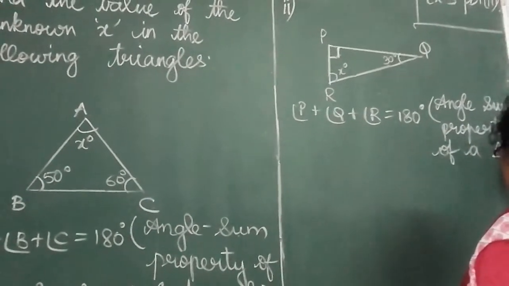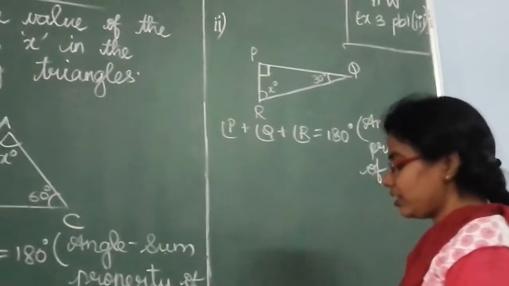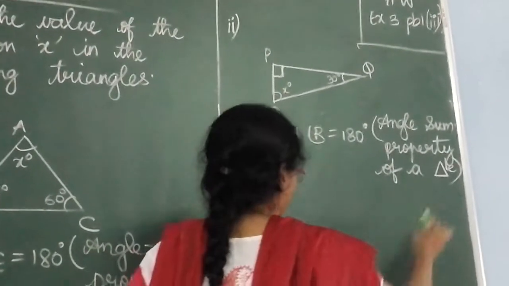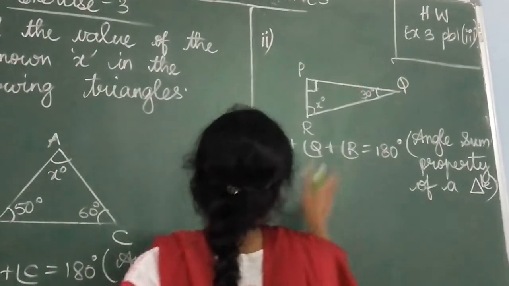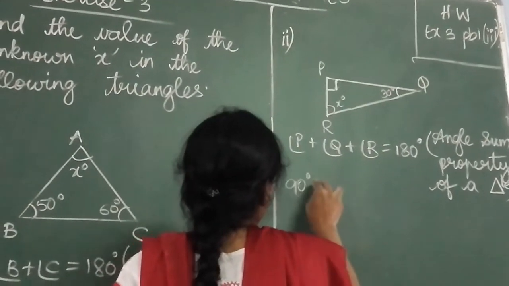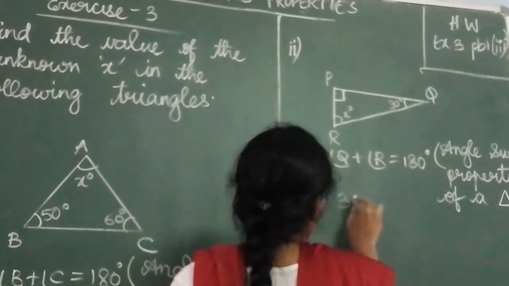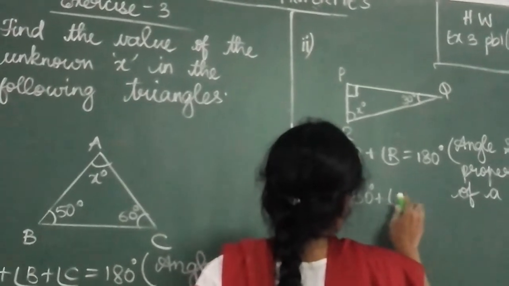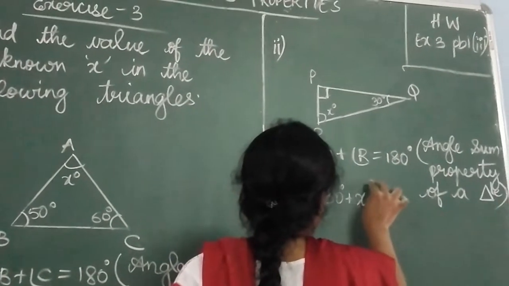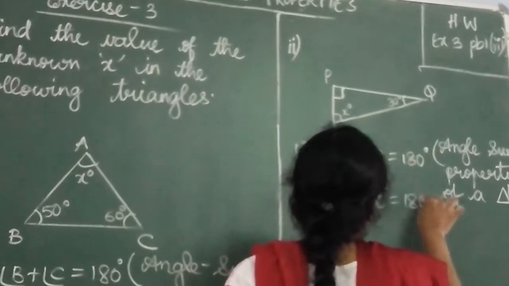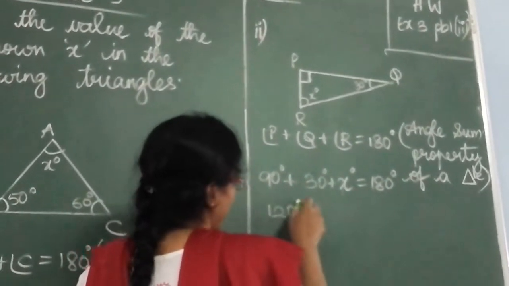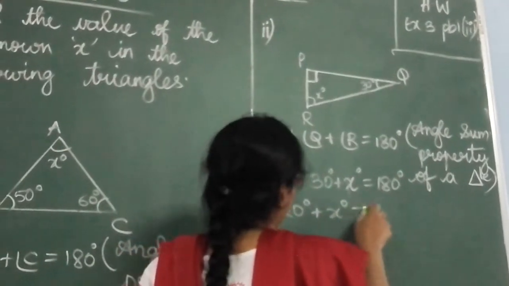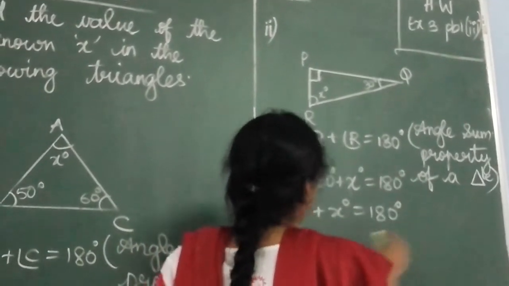Instead of writing triangle in full spelling, I am writing the shortcut, and we are going to draw the shape of the triangle and write up here. Angle P is 90 degrees. Angle Q is 30 degrees. Angle R is x degrees, which is equal to 180 degrees. Now 90 plus 30 is 120 degrees, plus x degrees is equal to 180 degrees.